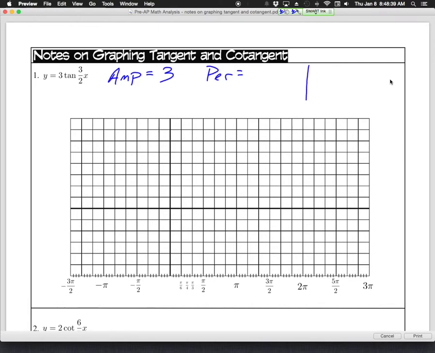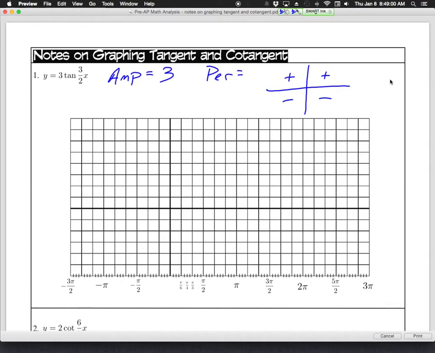Let's think about sine real quick. What is the sign of sine in the first quadrant? Positive. In the second quadrant? Positive. In the third and the fourth? Negative. Now, why do we use 2 pi for sine when we're finding the period?